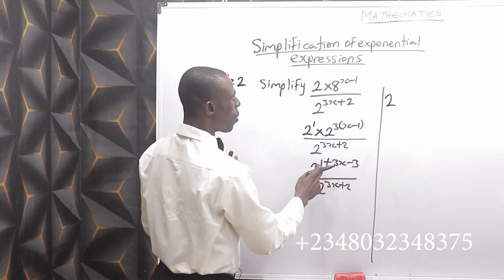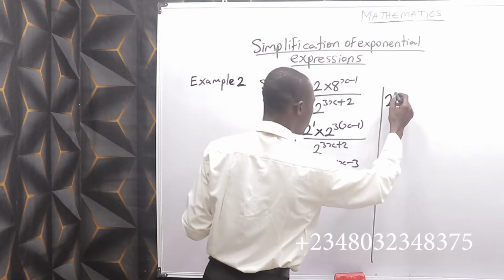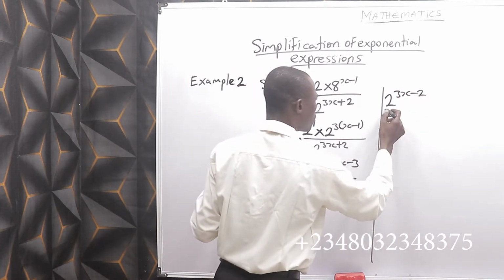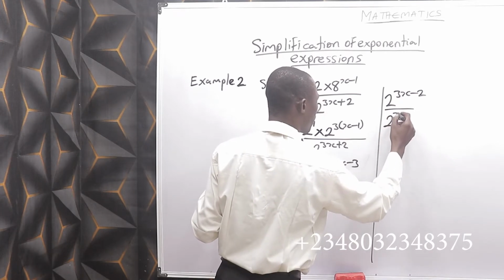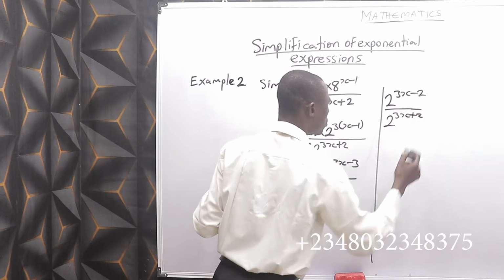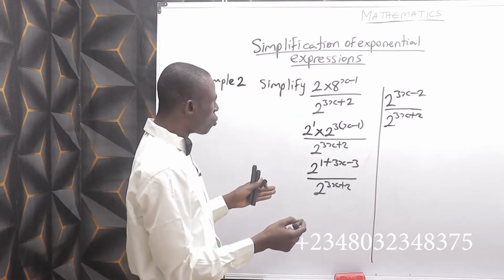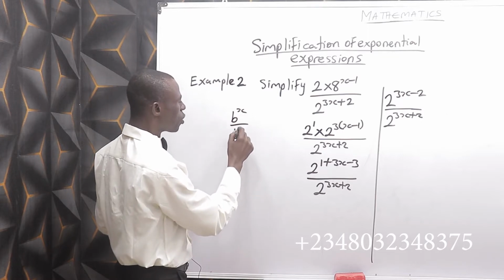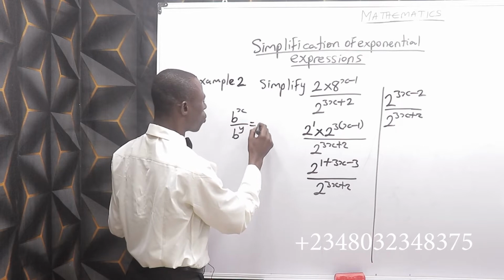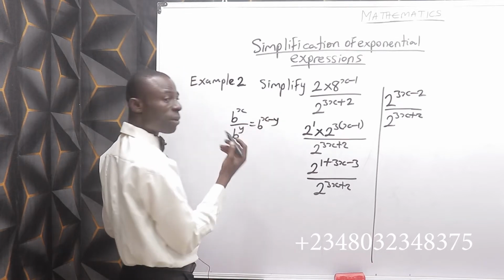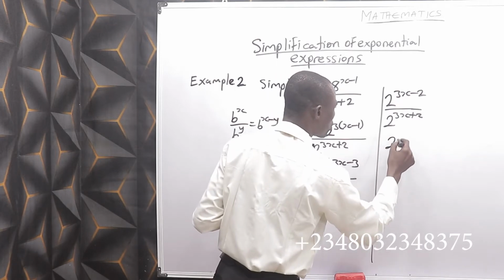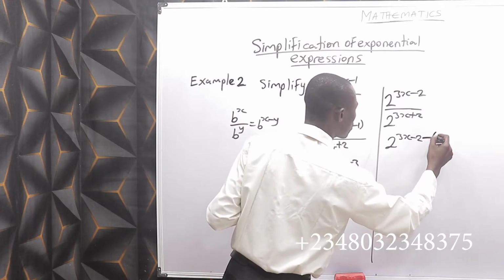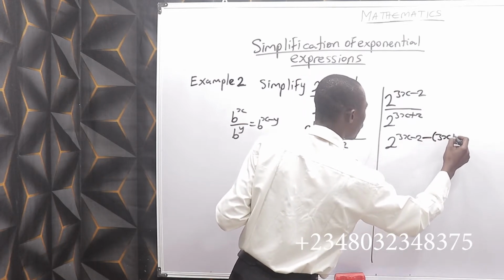2 raised to power 1 plus 3x minus 3 is 3x minus 2, divided by 2 raised to power 3x plus 2. What we need to do now is to remember that if you have b raised to power x divided by b raised to power y, it will be equal to b raised to power x minus y. Remember. So also 2 raised to power 3x minus 2 will be minus, open the bracket, 3x plus 2.